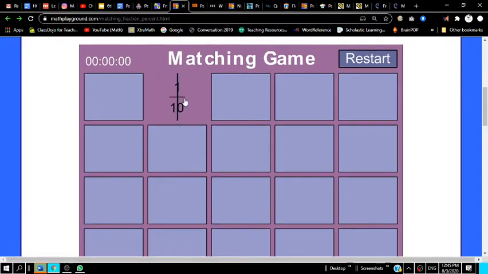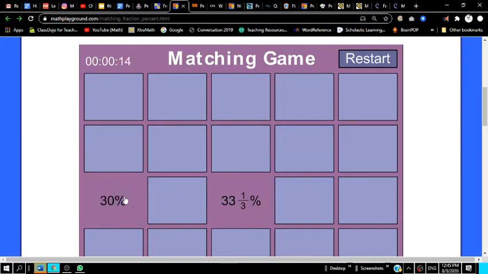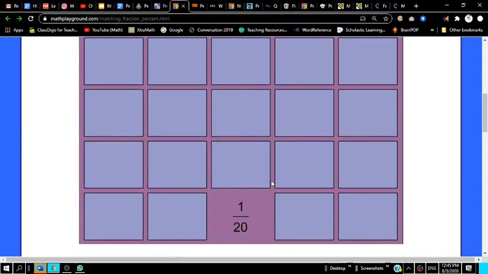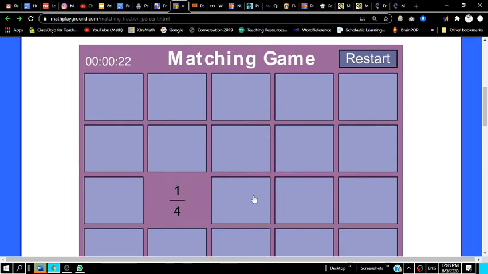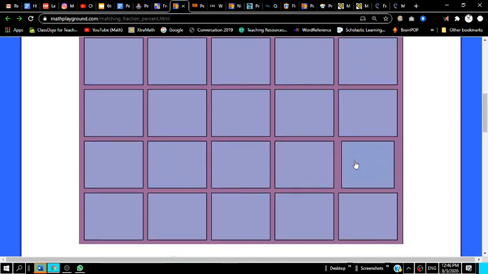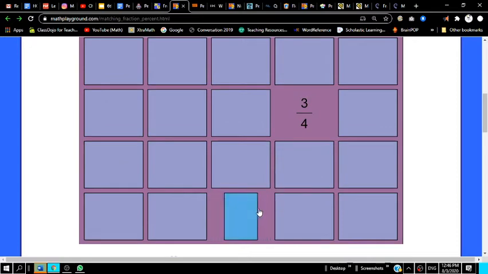It's kind of cool. You click on one of them, so 1/10 is not the same as 33 and 1/3. Let's see. 3/4. That's the same as 75%. Not the same. 30 and 33.3% are very similar, but they're not the same. 1/20th. Let's see. 1/20th. 3/4. 20% is the same as 1/5. 100th. 20. Oh. What was that? 1/4 was right. No. Where was 1/4? I don't remember where it was.